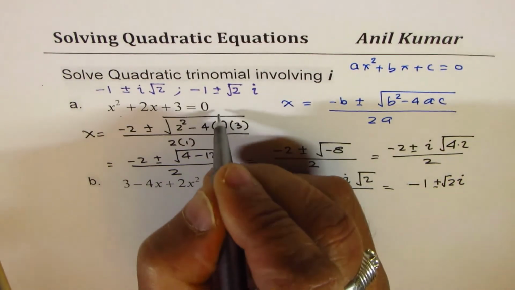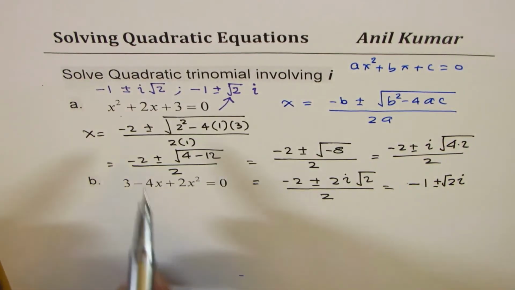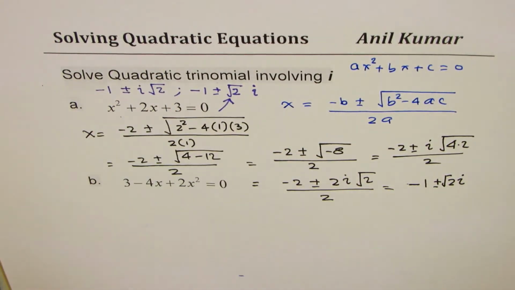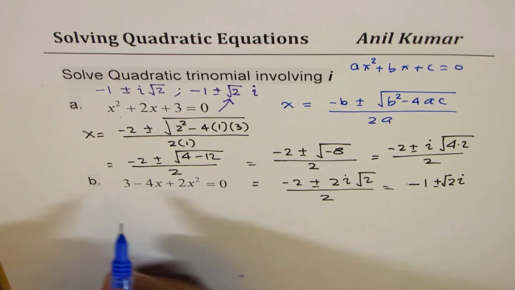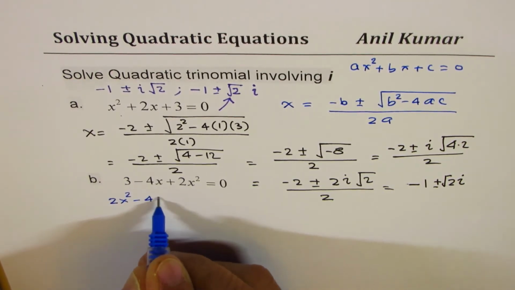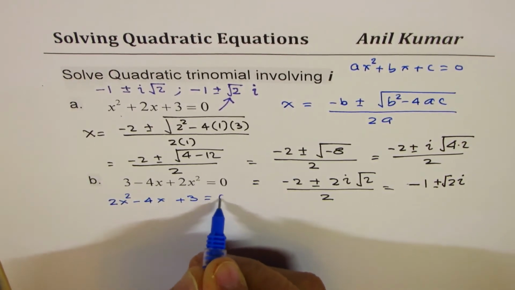Either way, that becomes the solution for this one. And plus minus means there are two roots, right? Conjugate roots. Okay, let's do the next one here. To do the next one, we should rearrange. So we should write this as 2x squared minus 4x plus 3 equals 0.